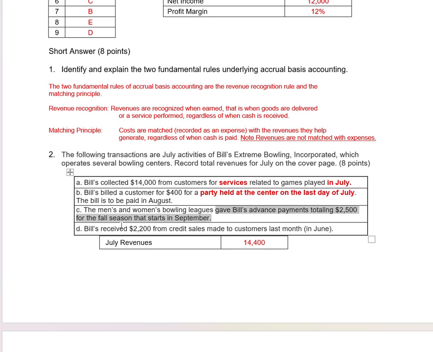We received $2,500 from a customer for a sale made last month in June. This was a June revenue.